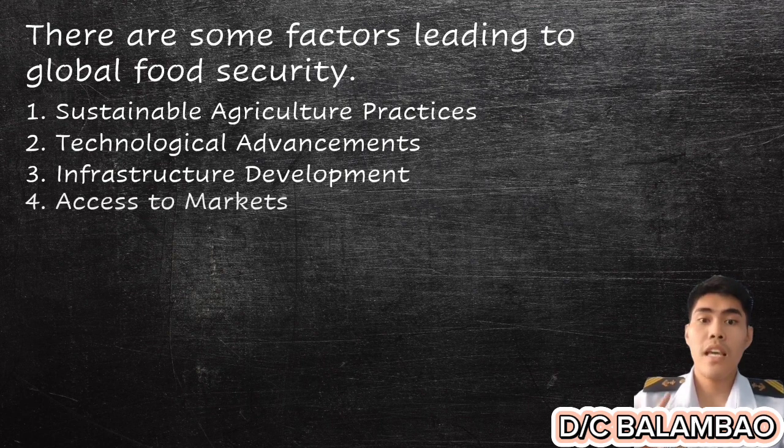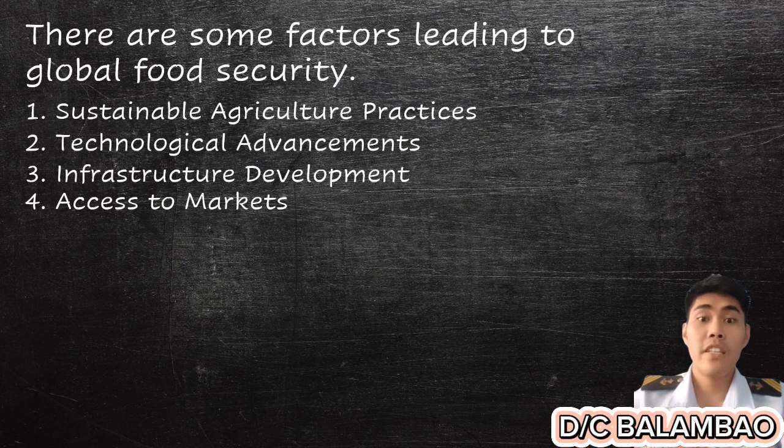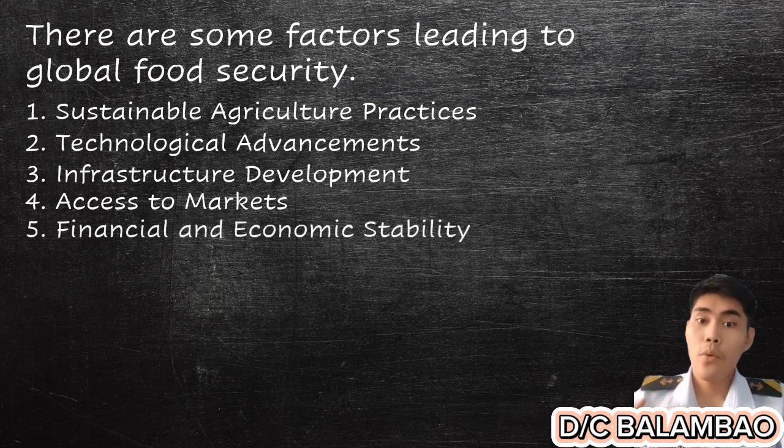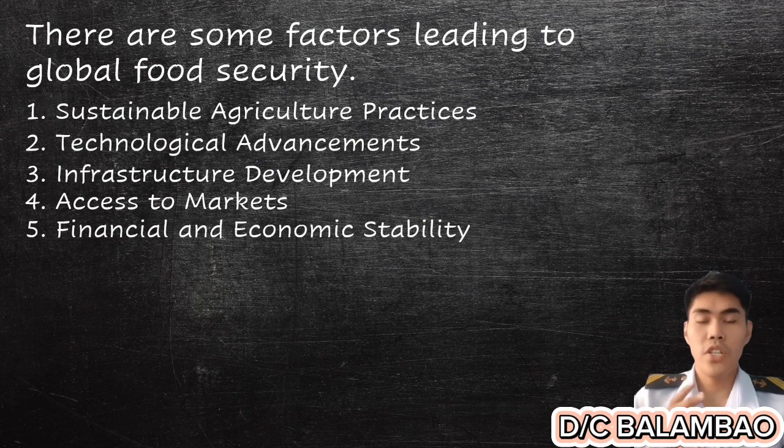So the fourth one is access to markets. This ensures fair and accessible markets for farmers, facilitating better income and opportunities. Also, it encourages increased agricultural production and enhances access to food. So the fifth one is financial and economic stability, which means economic stability and access to credit enable farmers to invest in their operations, adopt new technologies, and respond to market fluctuations. Also, contributing to long-term food security.